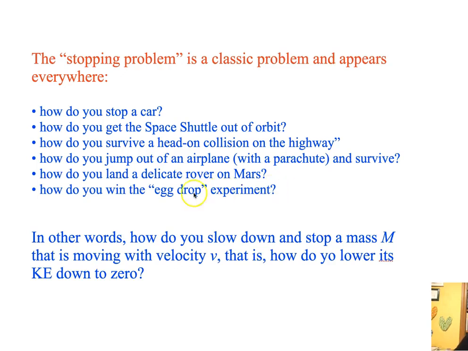And then later on, we'll do the so-called egg drop experiment. How do you drop an egg inside of a package you will make? How do you drop it, for example, and have it hit the ground without breaking the egg? That's another stopping problem. So, in other words, how do you slow down and stop a mass m that's moving with a velocity v, and how do you lower its kinetic energy down to zero? So the kinetic energy has to equal the work done, which is the force times the distance, and the force is the friction force, the slowing down force.